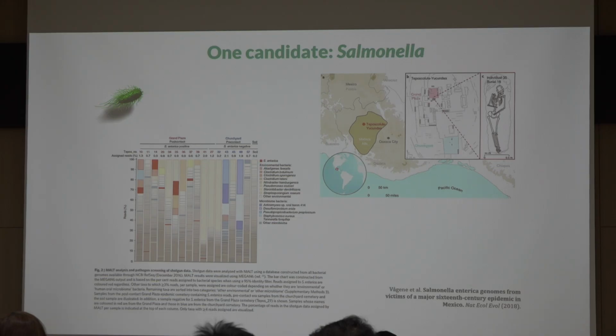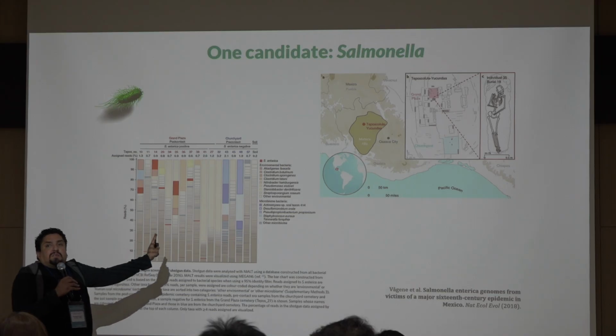We have one candidate right now, which is Salmonella enterica paratyphi. It's not the same bug that affects the gut. If you eat something and get food poisoning, it's not that. This is enteric fever, a systemic disease, and it's much more serious.